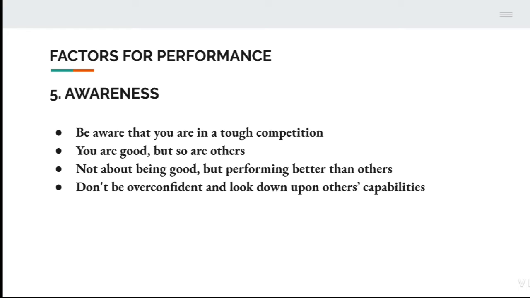So don't be overconfident, I must say, and never look down upon others' capabilities. Don't think that others cannot do this, I can do this. So having confidence is good, but beware that it's about performing better than others, not only about being good.